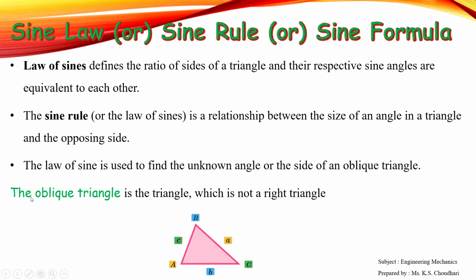The law of sines is used to find the unknown angle or sides of an oblique triangle. As I said before, the sine rule is important to find the missing sides and missing angles. Here the statement says the same thing. Now, what is an oblique triangle? An oblique triangle is a triangle which is not a right angle triangle.